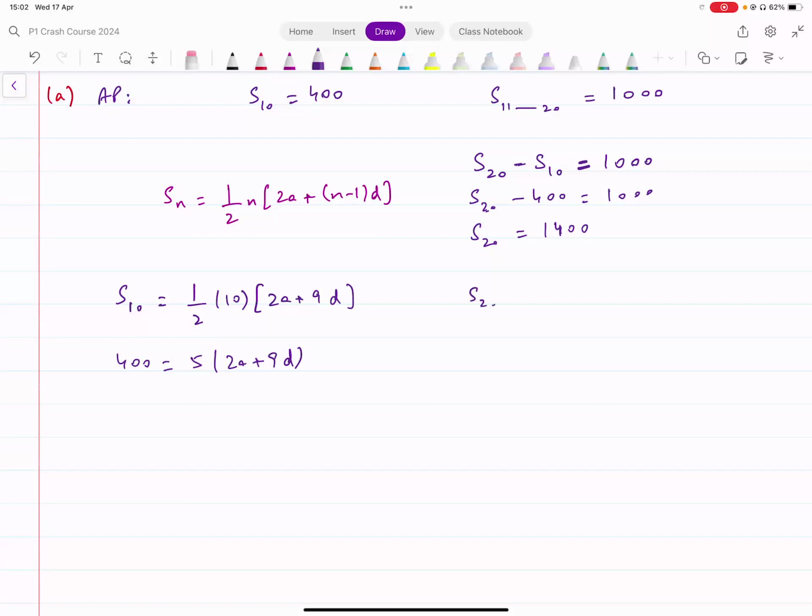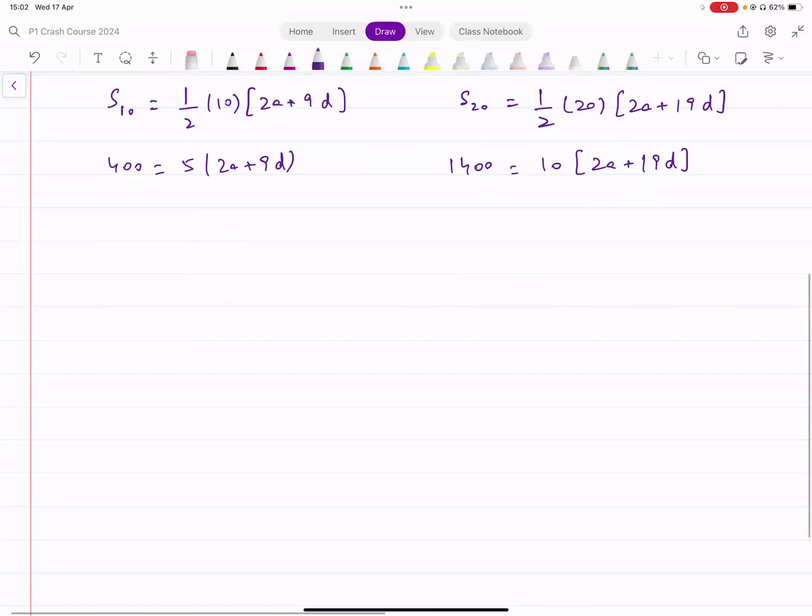And then we have S20. S20 turns out to be half into 20 into 2a plus n minus 1. What's 20 minus 1? It's 19 times the difference. S20 is 1400. So we say 1400 equals 10 into 2a plus 19 times d. Now we just solve these two equations simultaneously, and that's going to give us the value of a and the value of d.